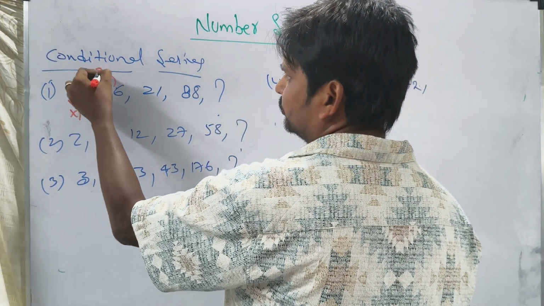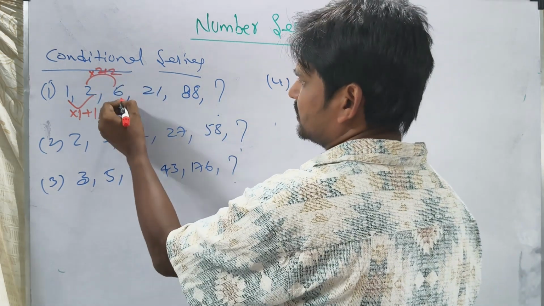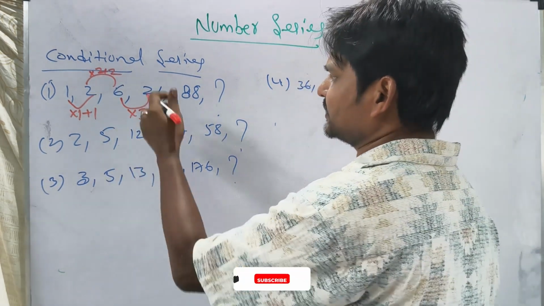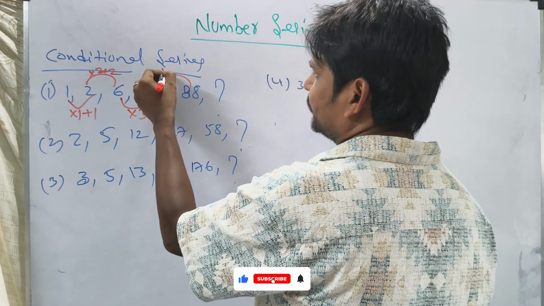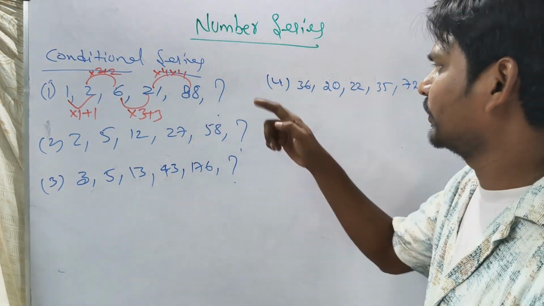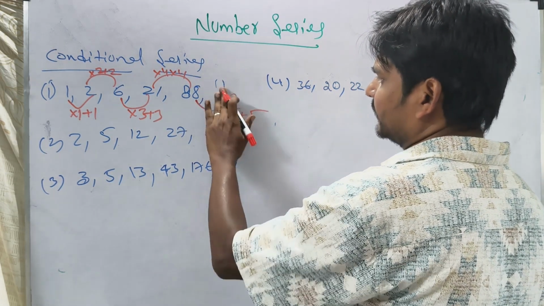Next into 2 plus 2. 2 into 2 what? 4. 4 plus 2, 6. Again 6 into 3 plus 3. 6 3s are 18. 18 plus 3, 21. Now 21 into 4 plus 4. Means 21 into 4 is what? 84 plus 4, 88. Next what do we have to do? Into 5 plus 5. Then it gives what?